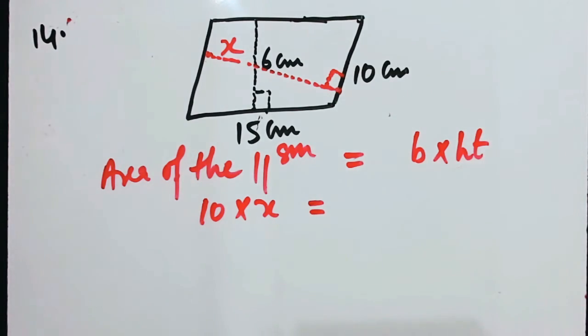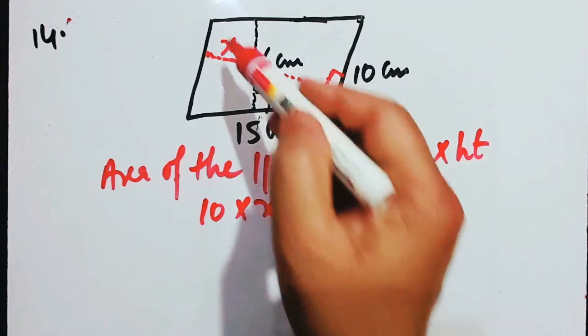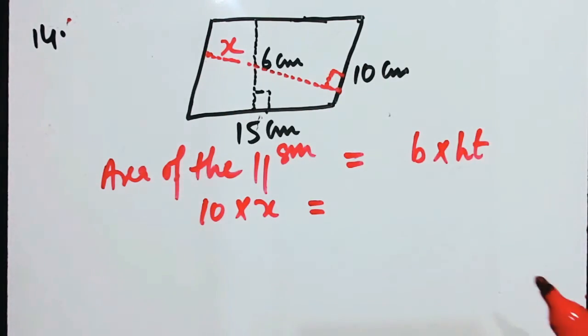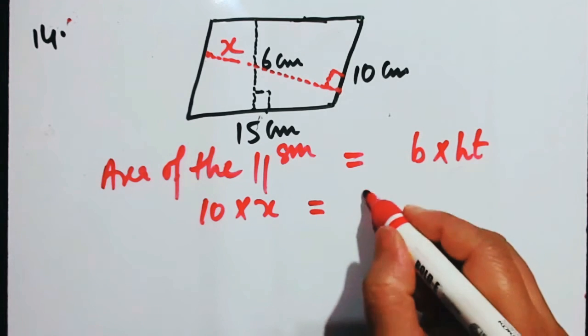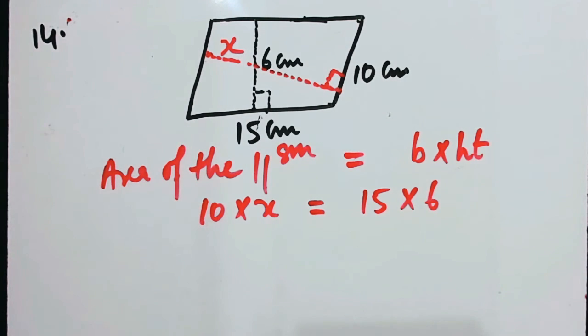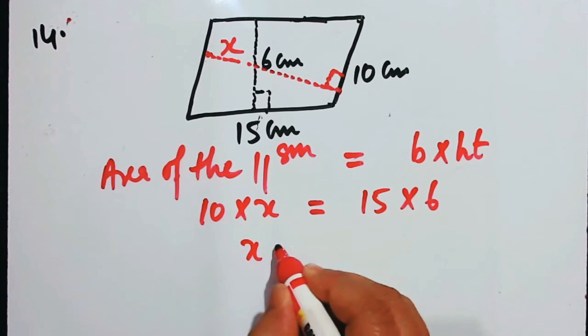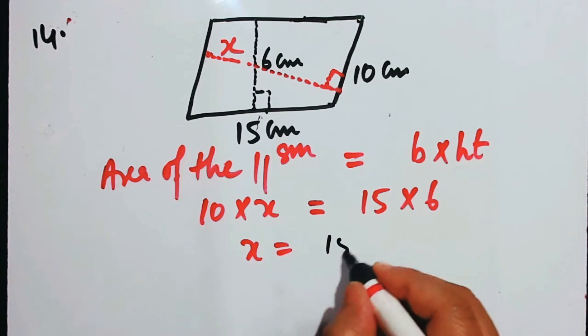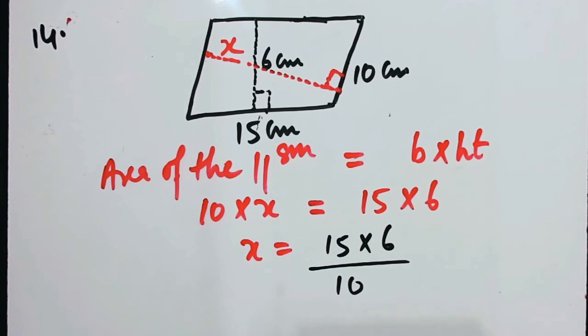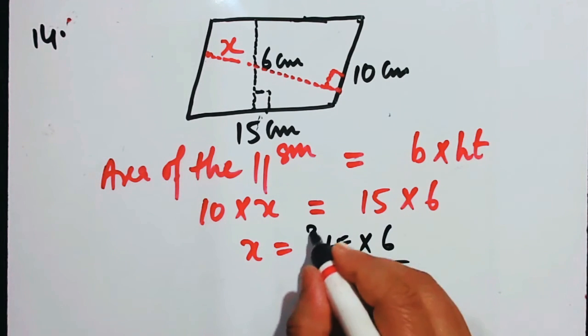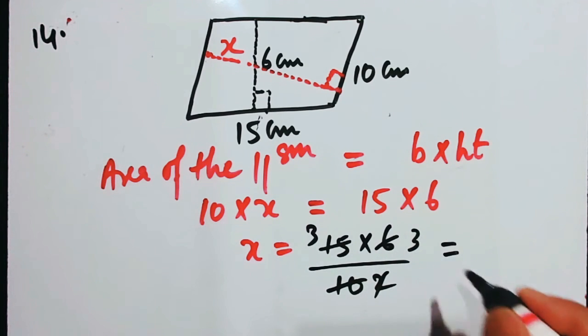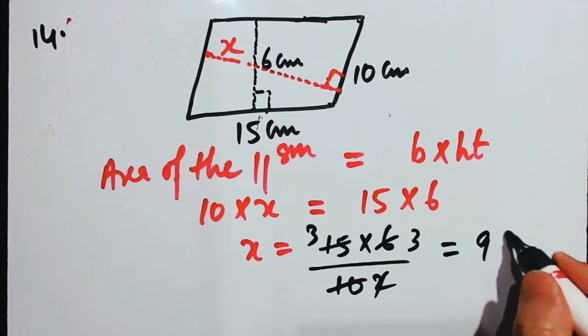Similarly, area of the parallelogram, when we take 15 and 6, will be equal to 15 into 6. So what we find is that both of them are the area of the same parallelogram, base into height and base into height. Clear? So once again, let us find the value of x: 15 into 6 divided by 10. 5 2s are 10, 3 times 3 is 9, means your x is equal to 9 centimeter.